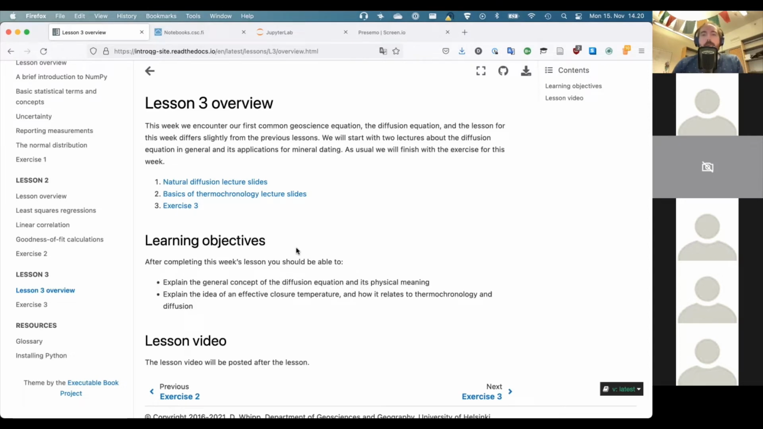And then we're going to be introduced to our first lesson on thermochronology. So this week is going to be a little bit different than the previous 2 weeks in the sense that I have lecture slides here for the first part of the lesson for today. I'd also like to demonstrate a few things in a Jupyter notebook, just to show you some things that you might want to use for this week's exercise. And then I'll talk about the exercise when we get there.